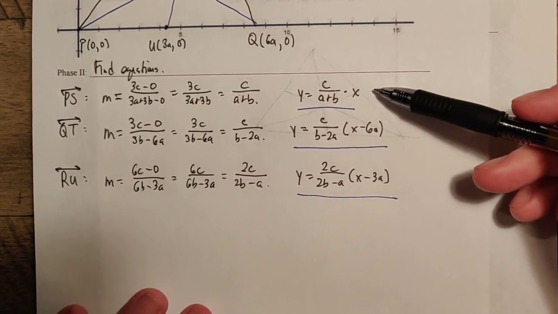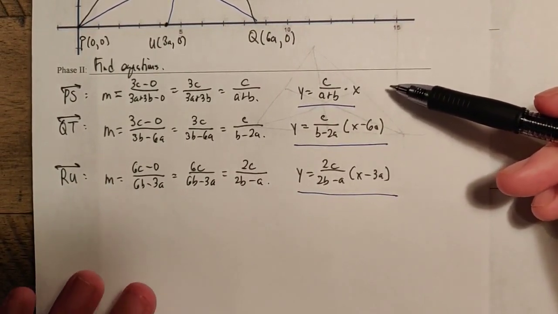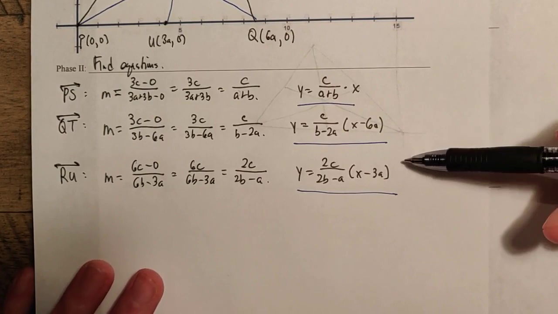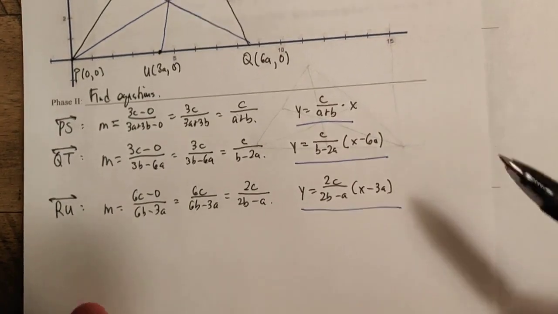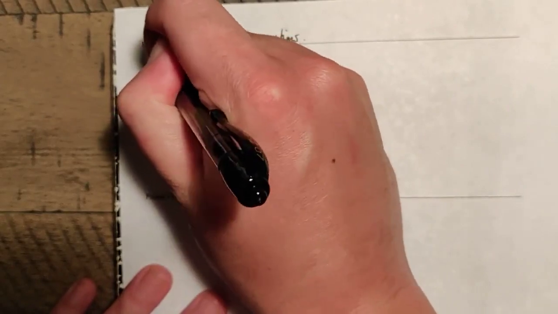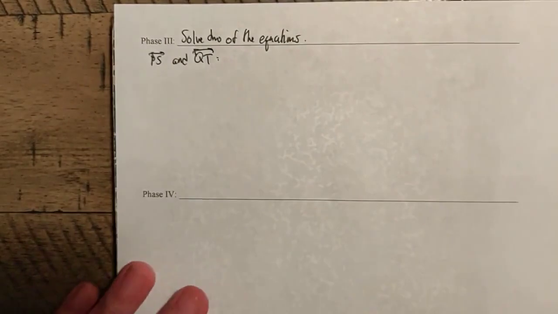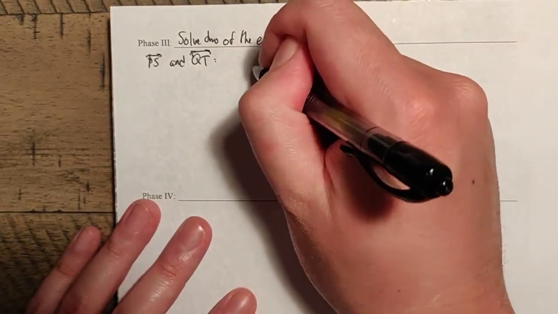This one looks pretty simple here. It doesn't have an x minus something term. So I'm going to pick this one and one other one. It really doesn't matter which one we pick. I'm going to pick these first two here. So we're going to choose PS and QT here, okay?